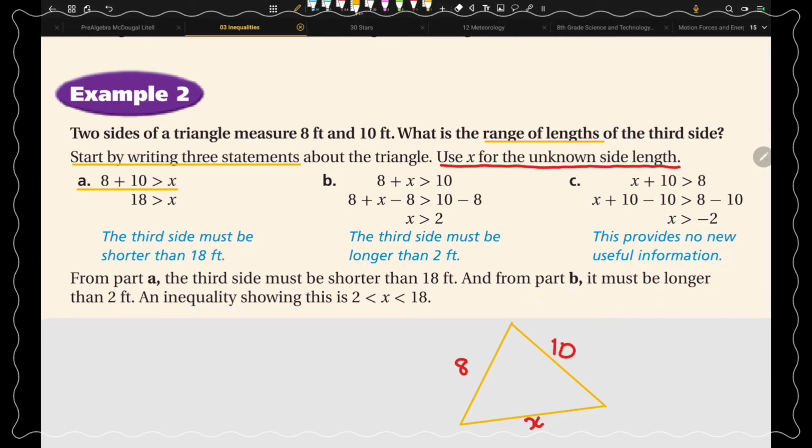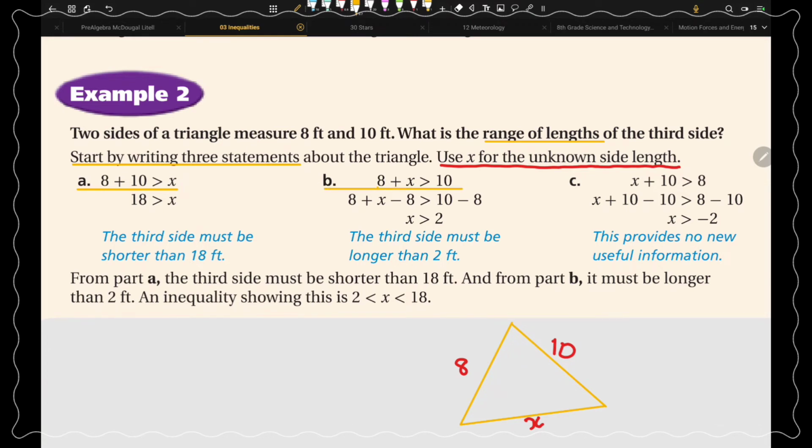The second statement, statement B, is doing a similar thing, but it's just picking 2 different sides of the triangle. Now x is a side. We don't know how much it measures, but it's a side. So it's one of the sides that we have to put with another side when we're adding to say it's bigger than the third side. So we're going to put x with 8 this time. So 8 plus x is greater than 10. This also has to be true.